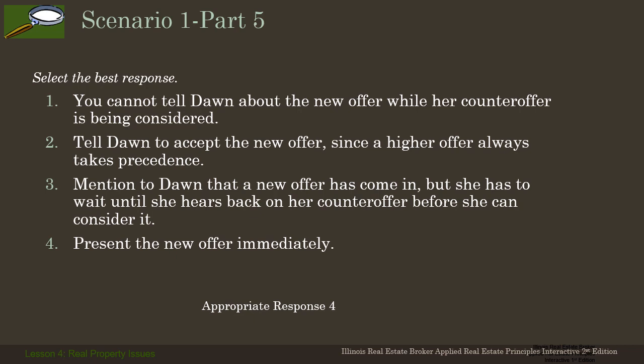But the big thing you've got to do is when that new offer comes in, you have to present it. You can't tell Dawn, well, Dawn, you're already negotiating on another contract, which hasn't been accepted yet, so you can keep negotiating on that. You don't really have a contract at this point. But the big thing is you need to present that offer.